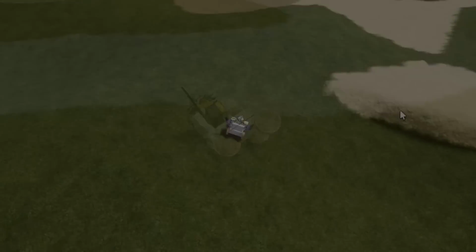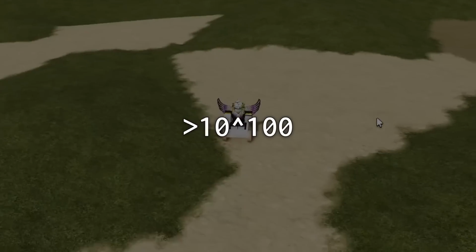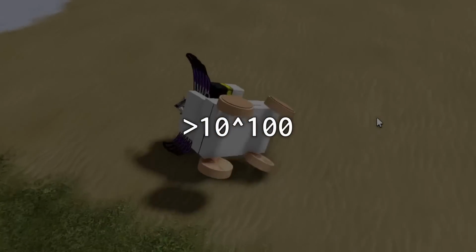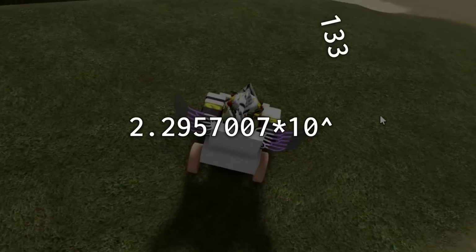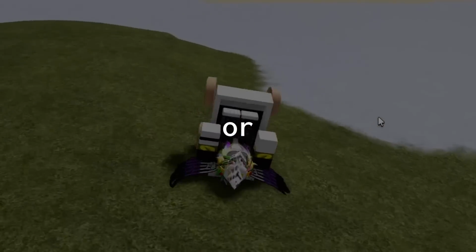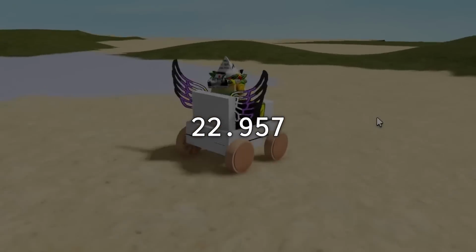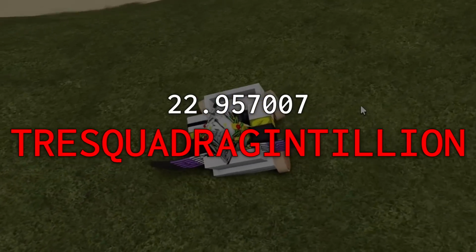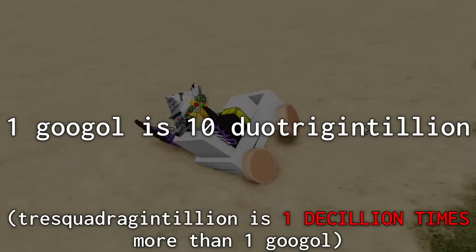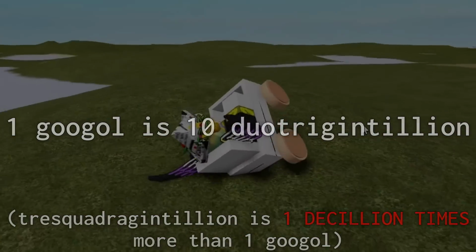Combined with the number of 2D clothes, we already have not just one Google combinations, but 2.2957007 times 10 to the 133, or 22.957007 trace quadrigintillion avatars. For reference, one Google is only 10 duotrigintillion.